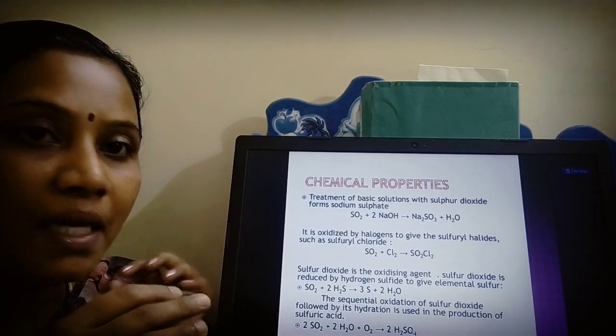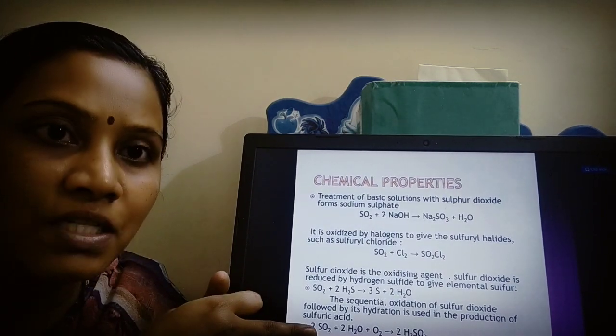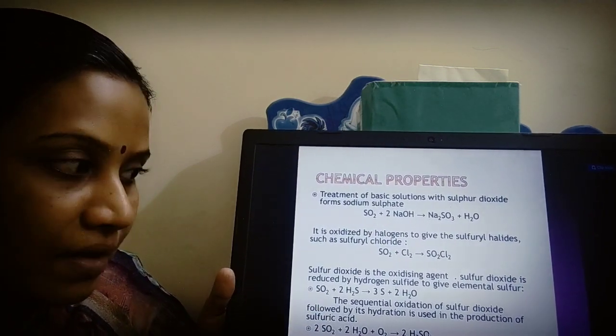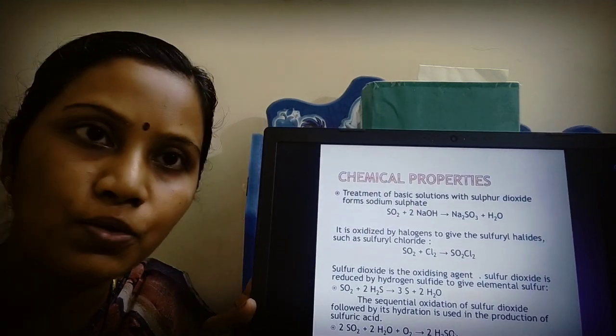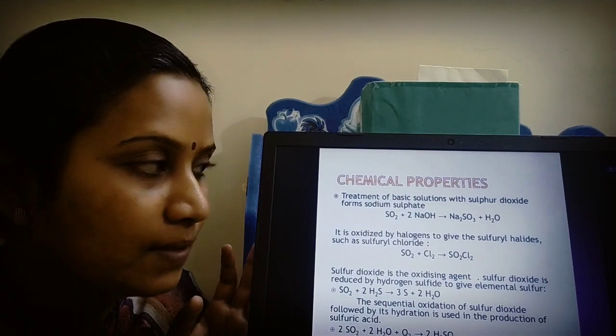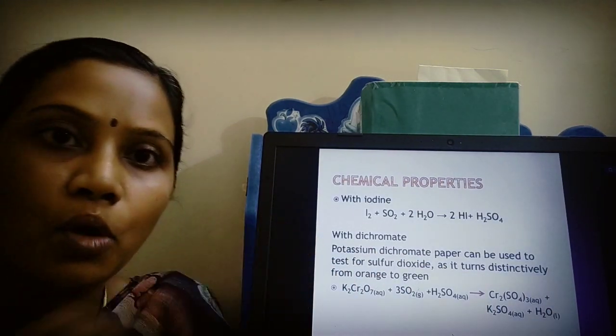So I am just summing up the last reaction where sulfur dioxide is oxidized followed by hydration. This is used to produce sulfuric acid. Okay, it is used to produce sulfuric acid. So now moving to the last property, that is the last chemical property, with iodine.